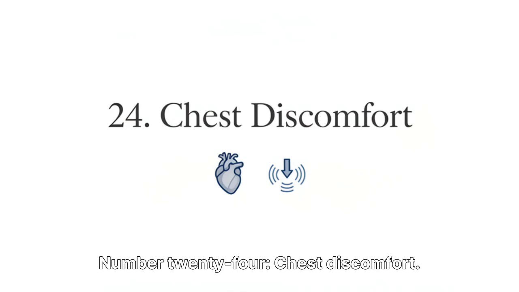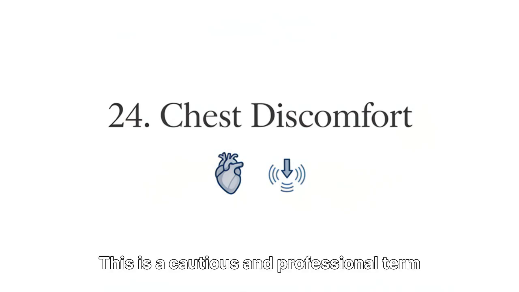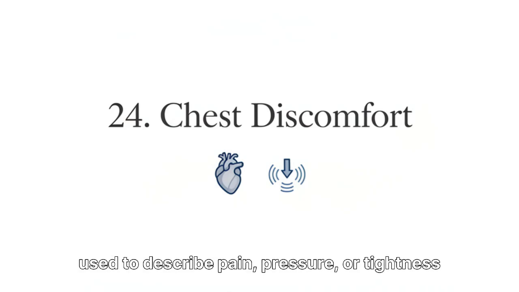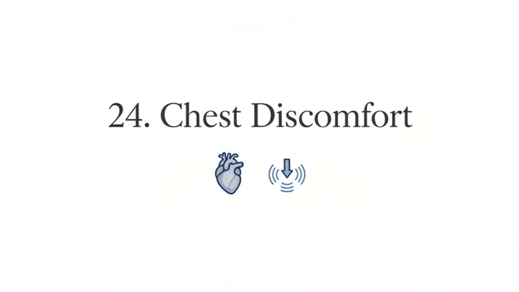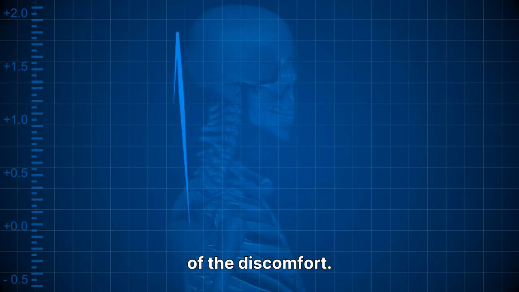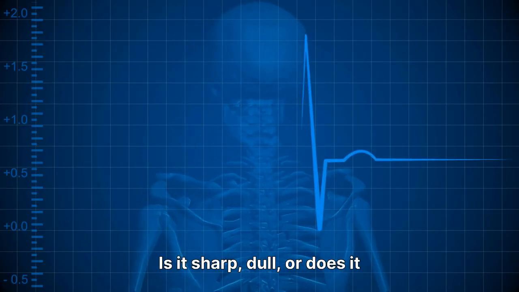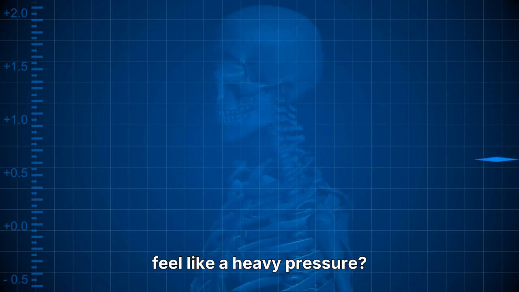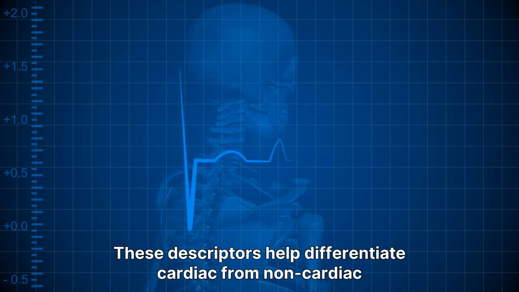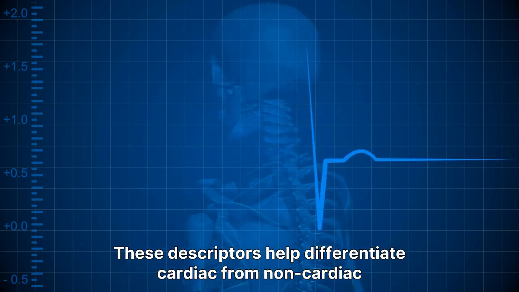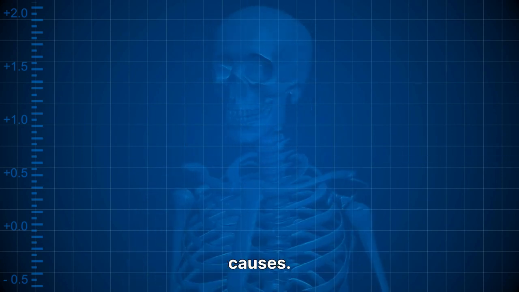Number 24. Chest discomfort. This is a cautious and professional term used to describe pain, pressure, or tightness in the chest area, avoiding premature assumptions about the cause. It is vital to clarify the nature of the discomfort. Is it sharp, dull, or does it feel like a heavy pressure? Does it worsen with breathing or movement? These descriptors help differentiate cardiac from non-cardiac causes.